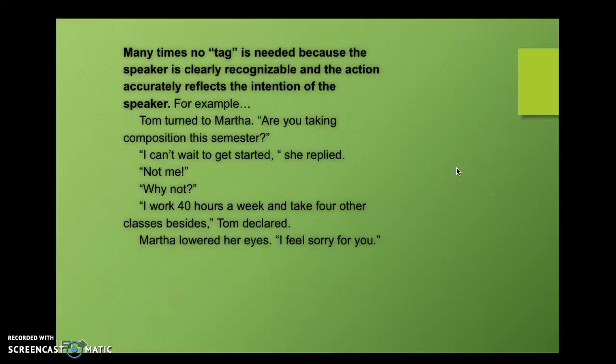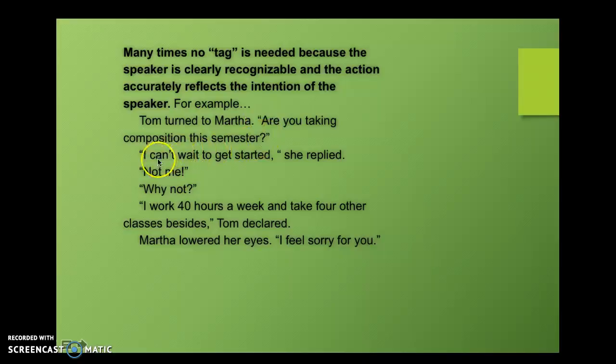So this is an option. You don't have to use a tag if we know who is doing the talking. And so this is kind of a tag. Tom turned to Martha. Again, we have a capital letter and a quotation mark. We put quotation marks at the end of what was said. Notice that the end punctuation always goes inside the quotation marks.